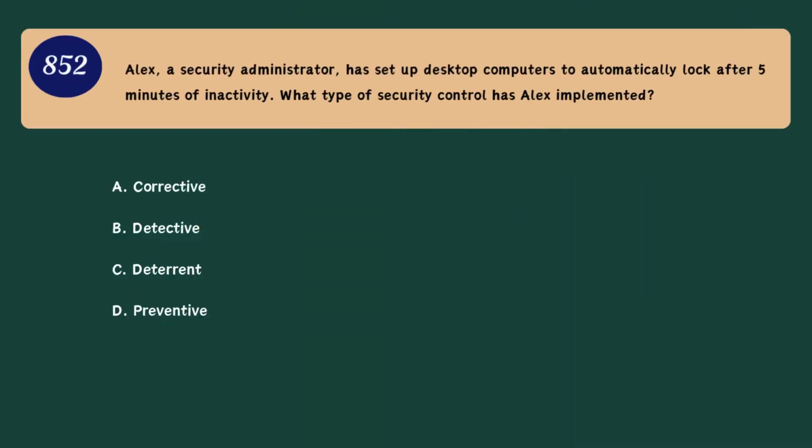Question 852. Alex, a security administrator, has set up desktop computers to automatically lock after 5 minutes of inactivity. What type of security control has Alex implemented? A. Corrective. B. Detective. C. Deterrent. D. Preventive.